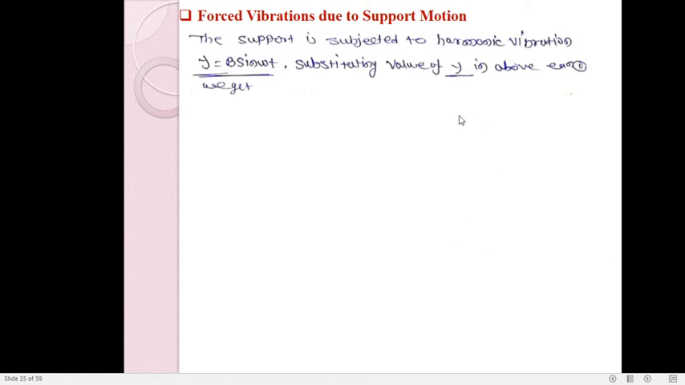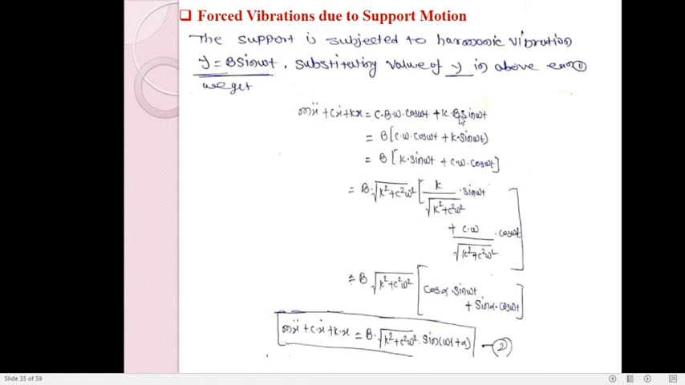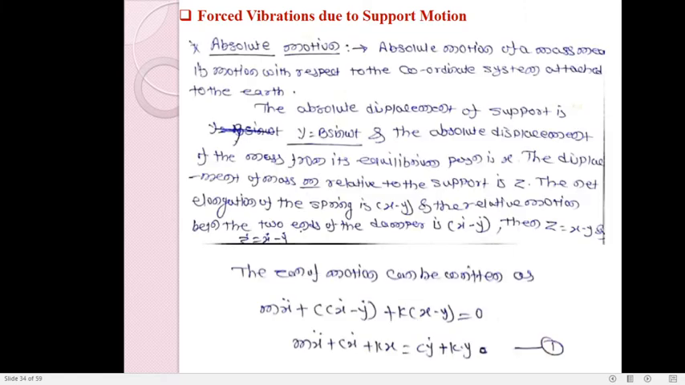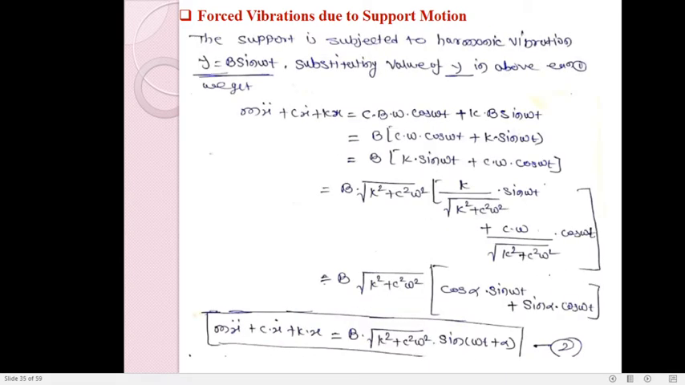Substituting the value of y in the above equation 1, we get m into x double dot plus c into x dot plus k into x equals c into b into omega cos omega t plus k into b sine omega t. If you remember, the term in the equation is c into y dot, so we have to carry out the derivative of y. So we will get the equation like this: c into b into omega cos omega t plus k into b sine omega t.